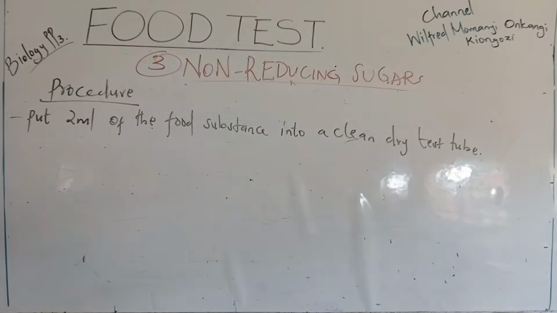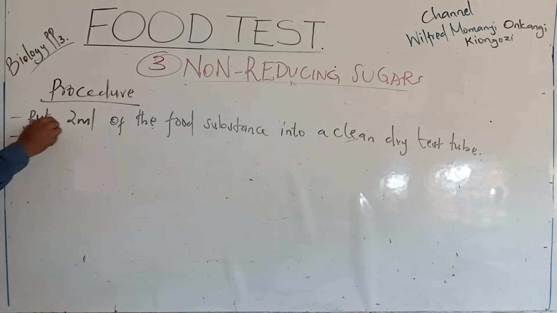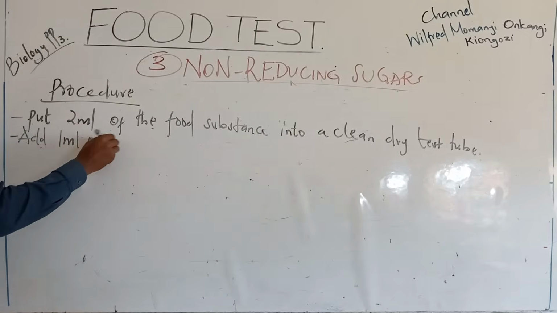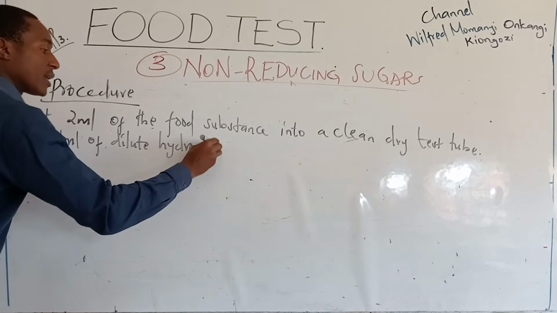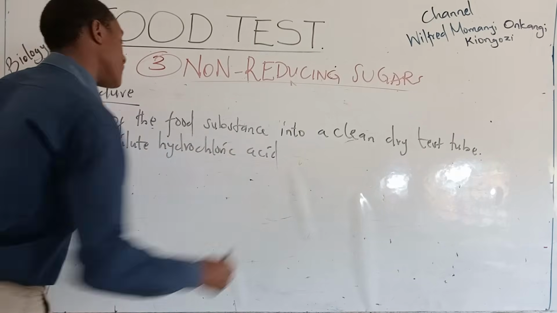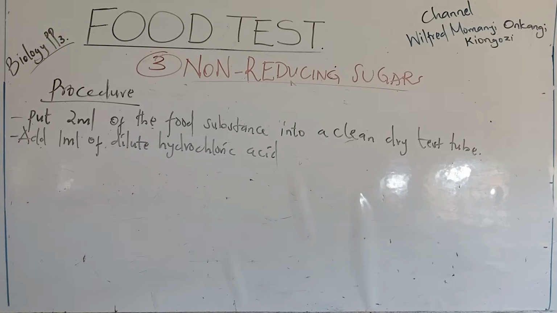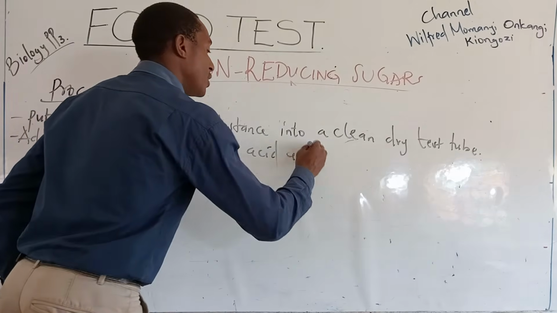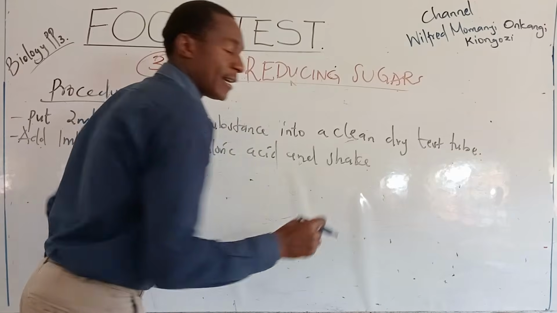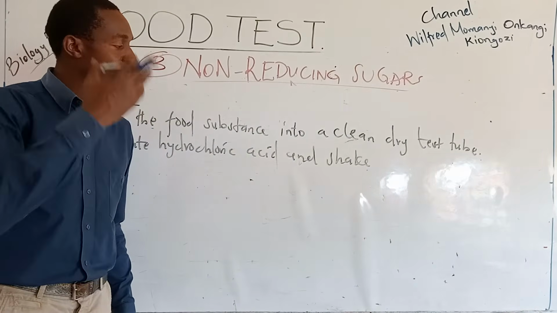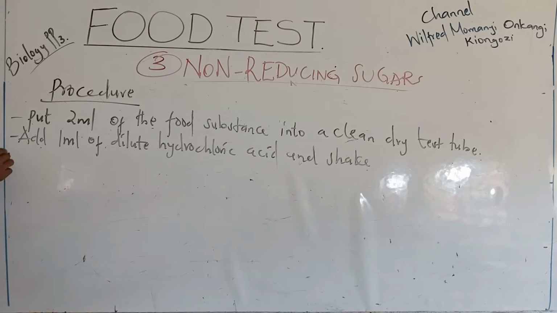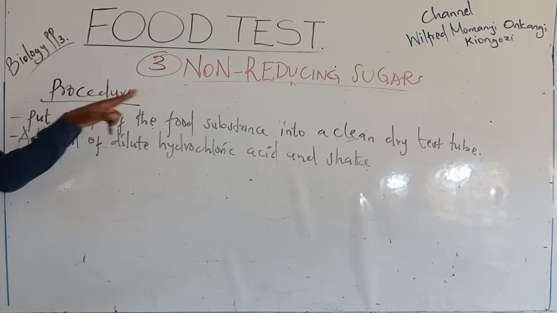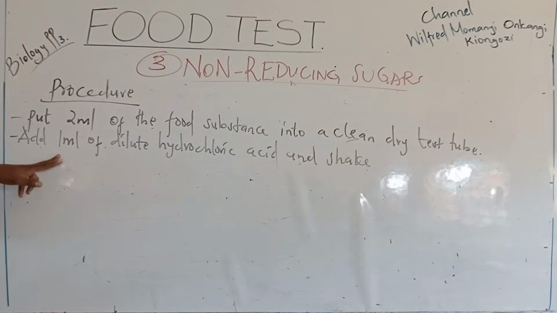Then add 1 ml of dilute hydrochloric acid and shake. Shaking is important because you have to mix the food uniformly with that chemical reagent. So shaking is always very, very important. Then boil the mixture. Look at the amount: I have used 2 ml of the food substance and half of that of the chemical reagent, dilute hydrochloric acid.